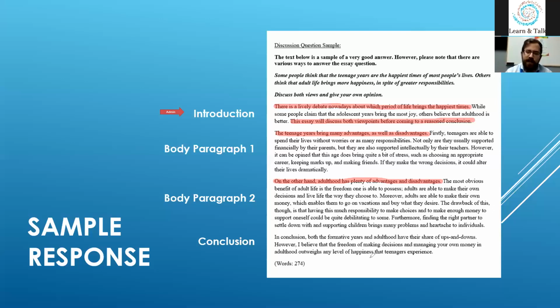Finally, let's look at the conclusion. In conclusion, both the formative years and adulthood have their share of ups and downs. However, I believe that the freedom of making decisions and managing your own money in adulthood outweighs any level of happiness that teenagers experience. This is fantastic. You see, there's the opinion in here, and it says, give your own opinion in the instruction. So that's why that's okay.